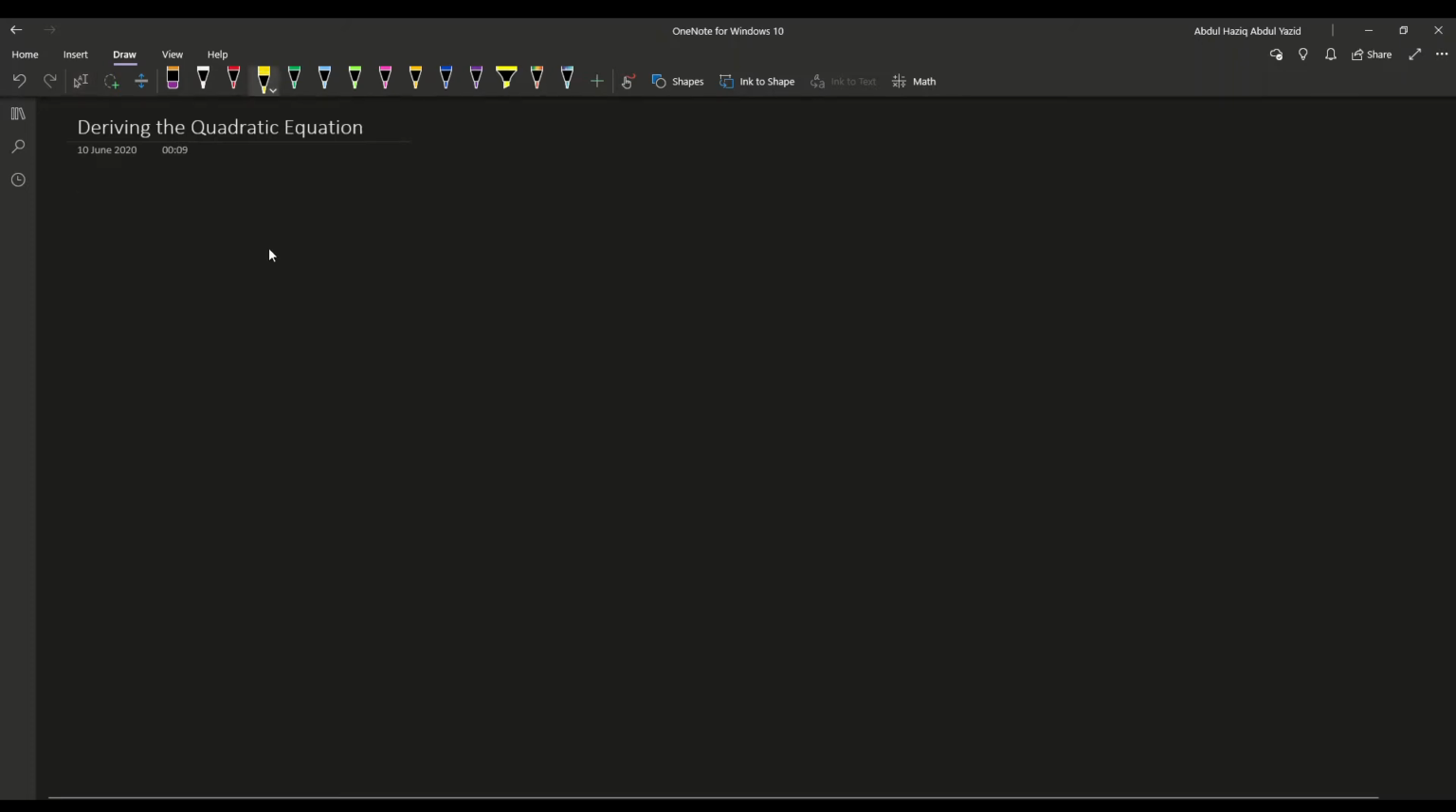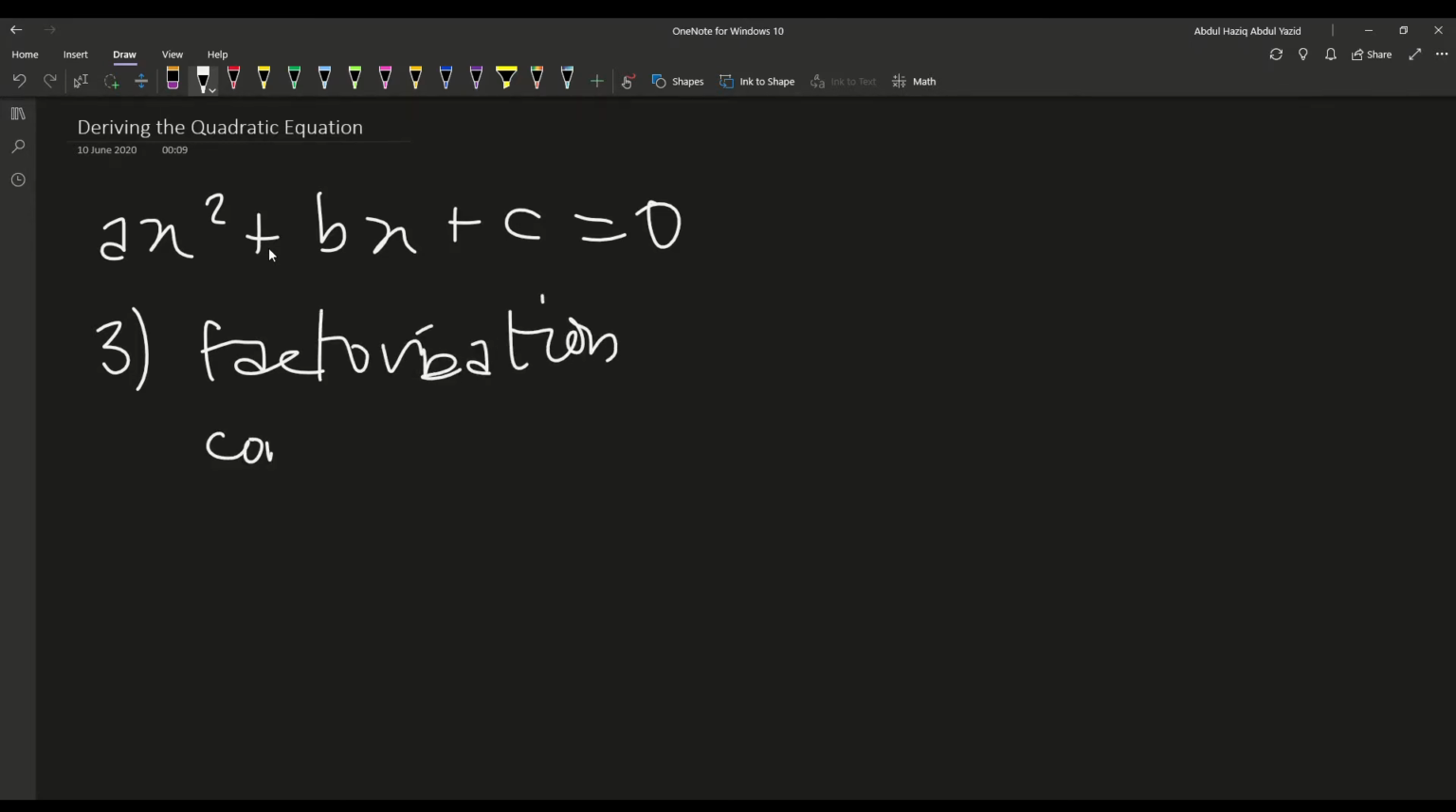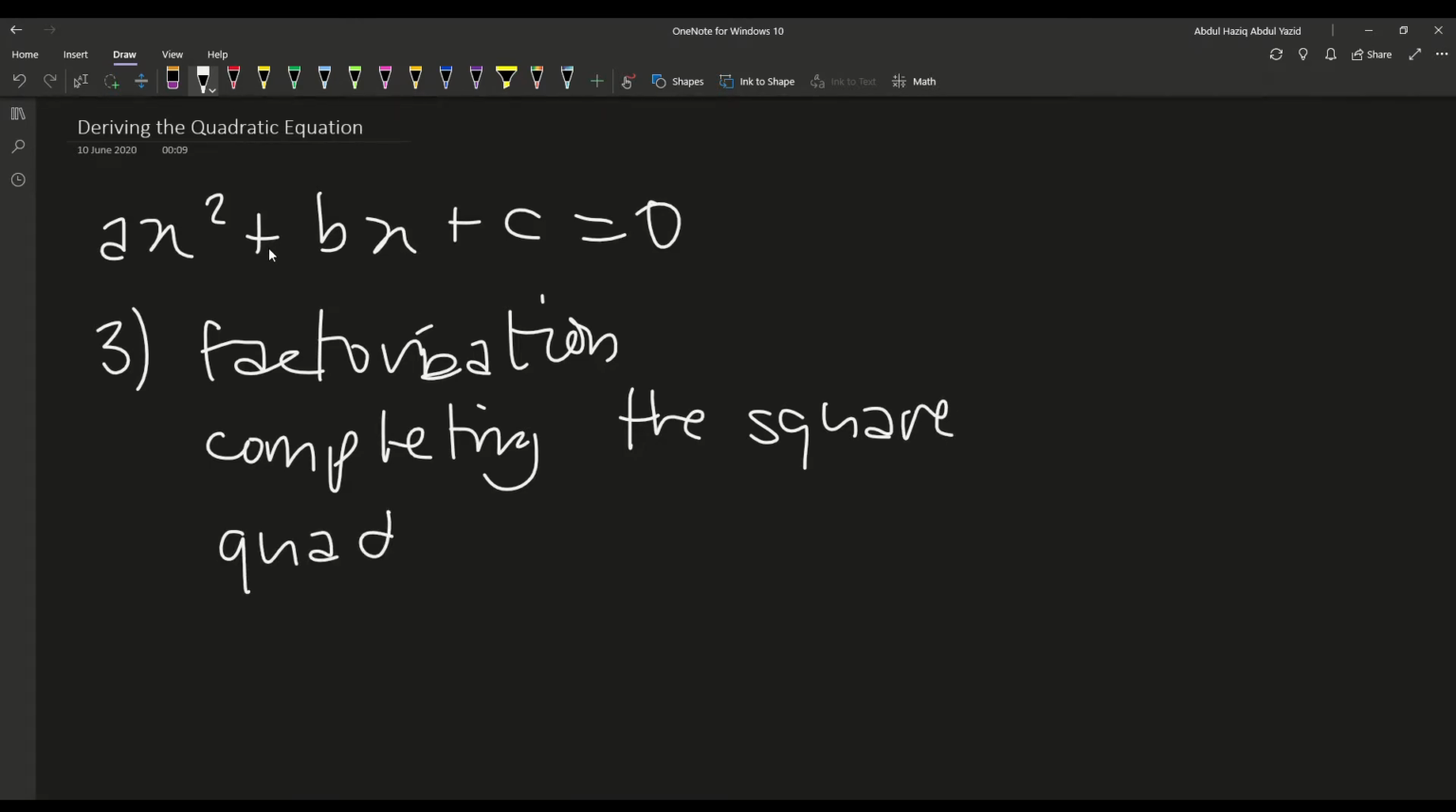Hey guys, in this video I want to derive the quadratic equation, which I think needs no introduction. When we talk about the quadratic equation, we know that there are three main ways to solve it. One is factorization, the other is completing the square, and last but not least, the quadratic equation, which we will be attempting to derive in this video.